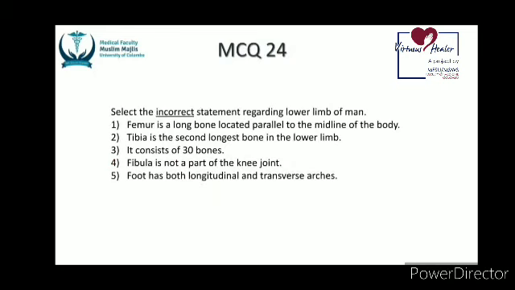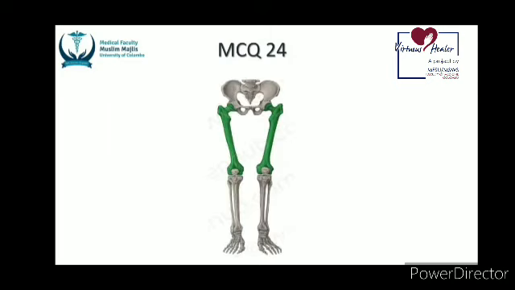Question number 24. Select the incorrect statement regarding lower limb of man. Number 1. Femur is a long bone located parallel to the midline of the body. This diagram shows you where and how this long bone, femur, is located in the human body. As you can see here, the femur lies at a slight angle to the midline of the body. So it does not lie exactly parallel to the midline of the body, and therefore the first statement is false.